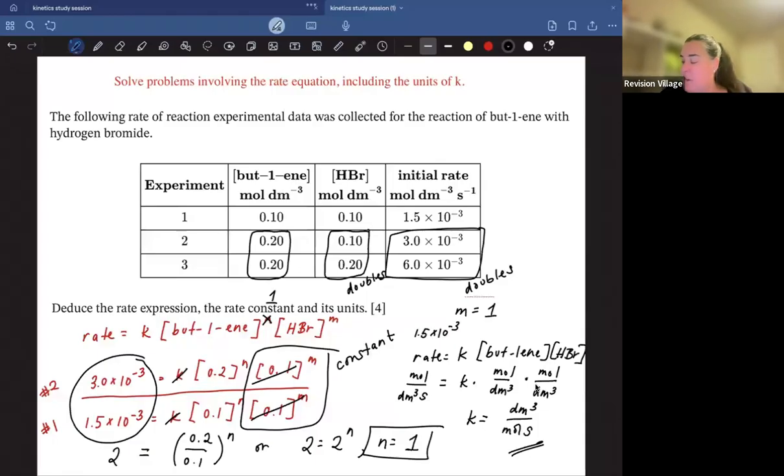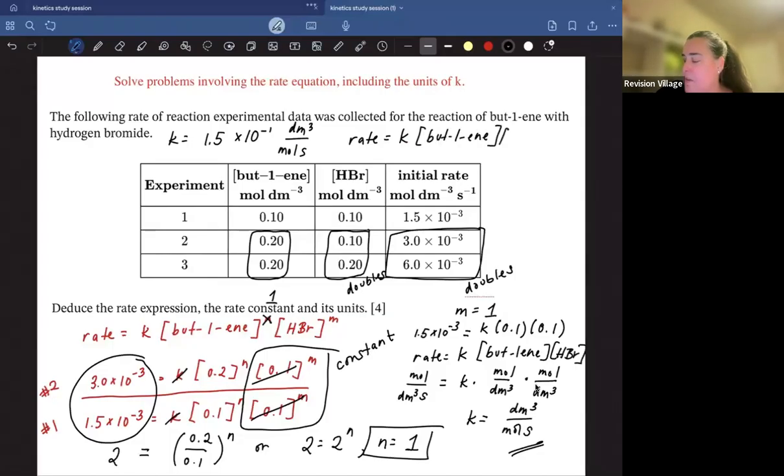We know the rate for, say, the first reaction was 1.5 times 10 to the minus 3 moles per decimeter cubed second. And that has to be equal to K times the concentration of but1ene times the concentration of HBr, both raised to the first power, which is 1. And so we could write down that K is equal to 1.5 times 10 to the minus 1 decimeters cubed per mole second. And the rate is equal to K times the concentration of but1ene times the concentration of HBr.